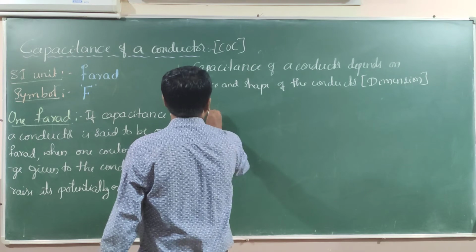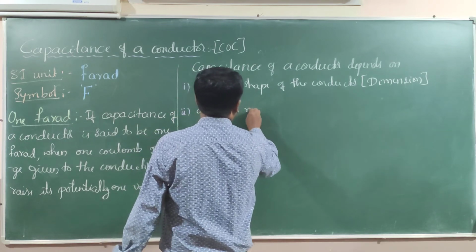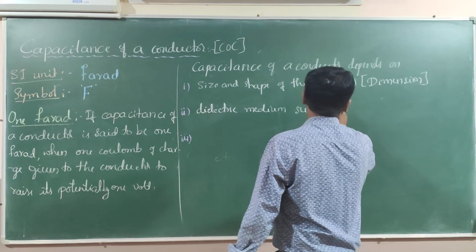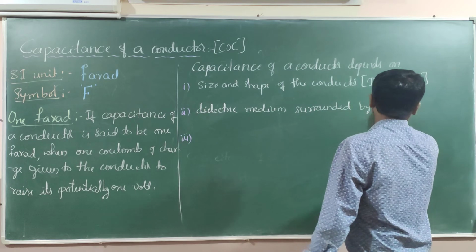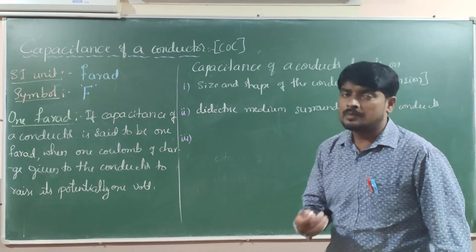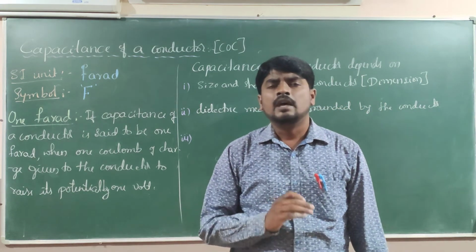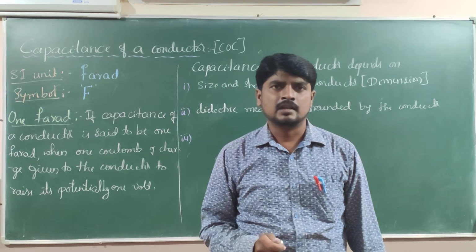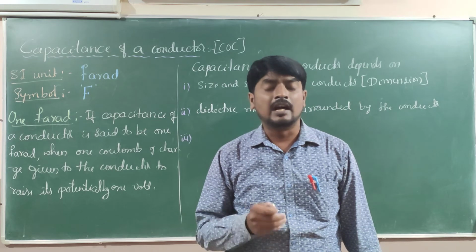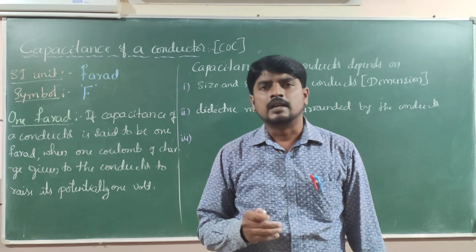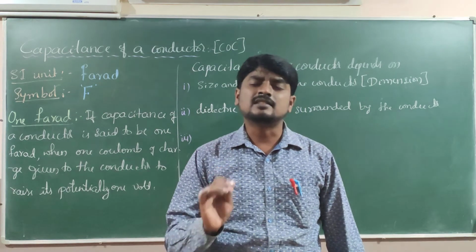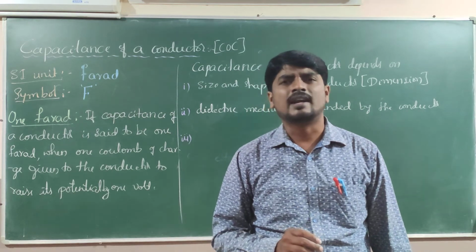And the second point is that it depends on the dielectric medium surrounded by the conductor. So what is the meaning of this? In the previous video, we discussed non-linear and linear dielectrics, that is, polar and non-polar dielectrics. I gave some examples: hydrogen chloride or hydrochloric acid, nitrogen, oxygen, carbon dioxide, carbon monoxide. These are some examples of both polar as well as non-polar dielectrics.